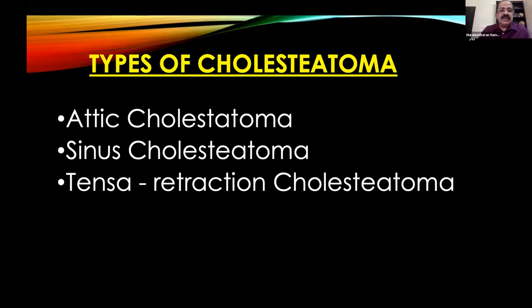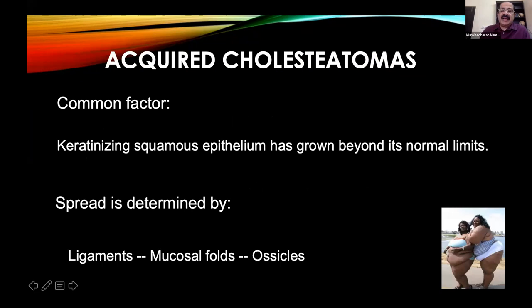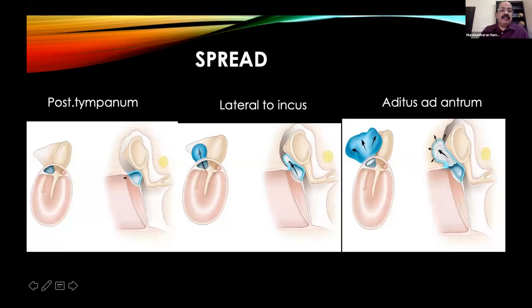The attic cholesteatoma or the sinus cholesteatoma and tensa retraction cholesteatoma. In acquired cholesteatoma, one common factor is the keratinizing squamous epithelium. It grows beyond its normal limits. And the spread of cholesteatoma in the pathogenesis is determined by the ligaments of the middle ear, the mucosal folds, and the ossicular sacs. And from the posterior tympanum, it grows superiorly, lateral to the incus, and goes and expands. Whereas a mesotympanic cholesteatoma usually goes into the sinus tympani and grows superiorly, medial to the ossicular chain.